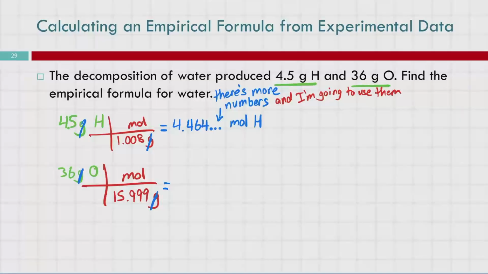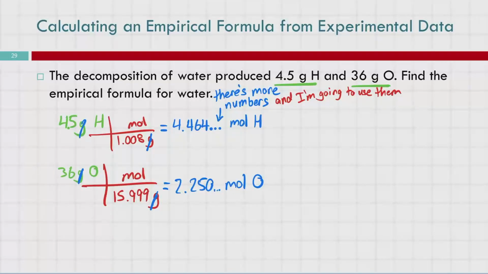If your calculator, like mine, my beloved TI-36X Pro, has all the numbers and you go back and pull those numbers out, you can write the dot, dot, dot, and then you can just pull that number out of memory. The calculator's memory, not yours. So that's the space-saving tech. And then we'll get 2.250 dot dot dot moles oxygen.